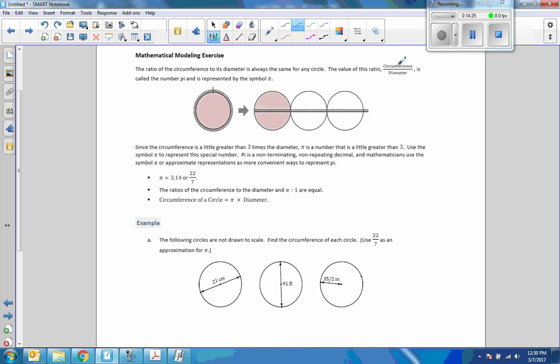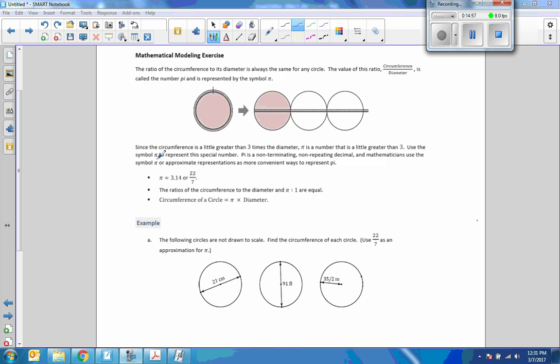The value of this ratio is circumference divided by the diameter. It's called pi, and represented by the symbol pi. Okay, so the circumference around divided by its diameter equals pi. Since the circumference is a little greater than 3 times the diameter, pi is a number that's a little greater than 3.